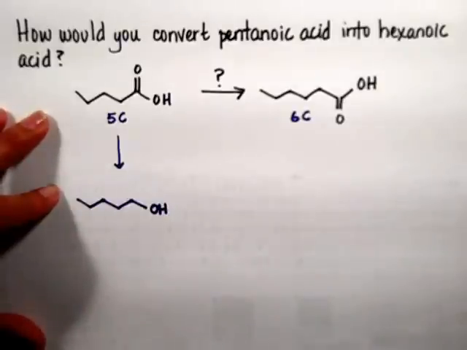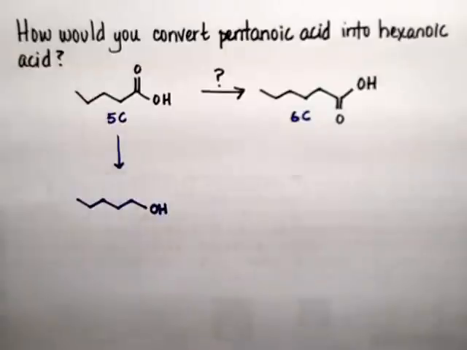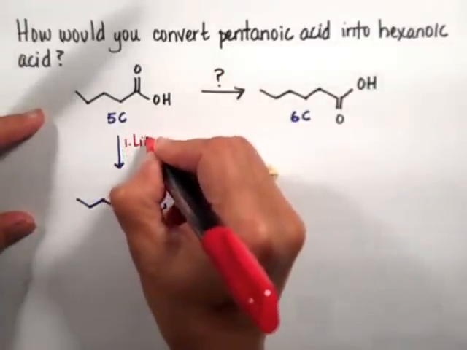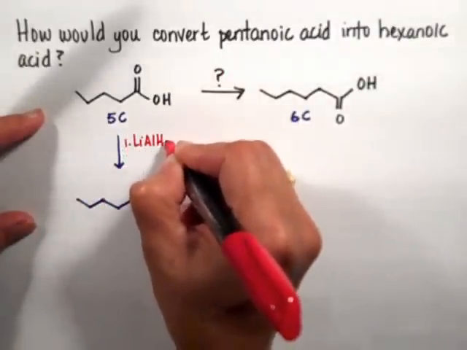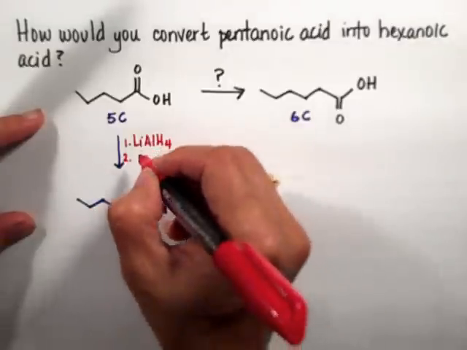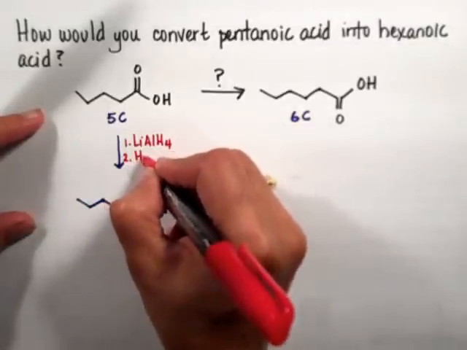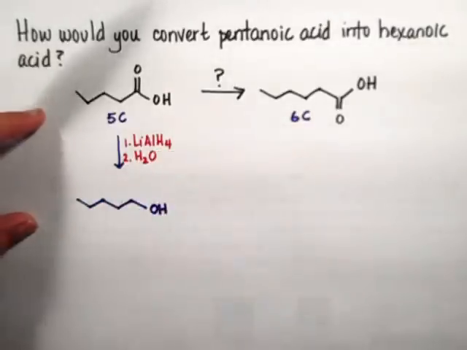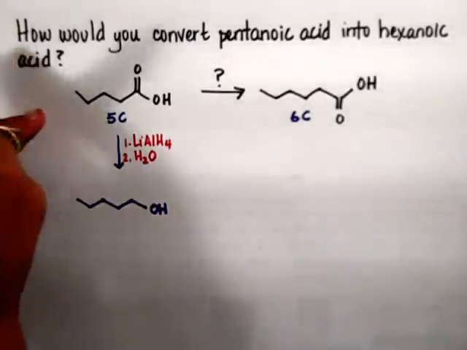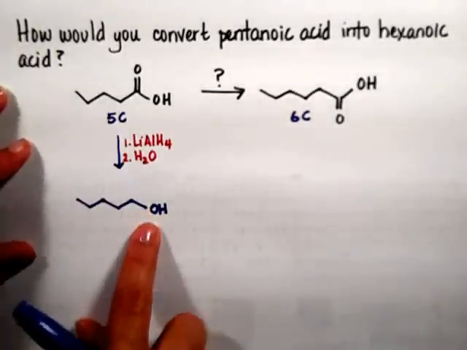What do I need to reduce a carboxylic acid to the alcohol? We're going to need lithium aluminum hydride, so we're going to take lithium aluminum hydride. It comes in a solution of THF or whatever solvent you need. And after we're done with the lithium aluminum hydride, at the end of the reaction, we're going to quench the reaction. And it's going to get us the primary alcohol.